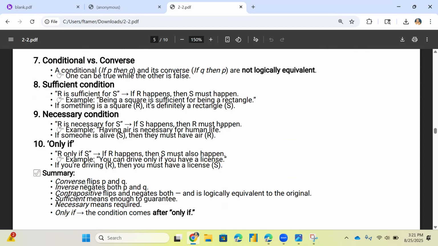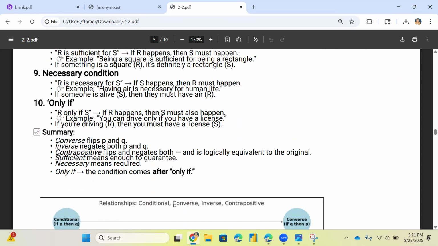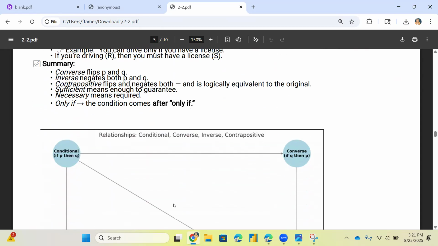So when we have a converse, it flips P and Q. Inverse negates both P and Q. Contrapositive flips and negates. Sufficient means enough to guarantee. Necessary means it is required. Only if: the condition comes after only if.